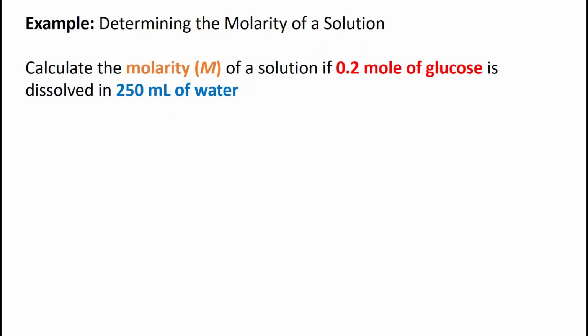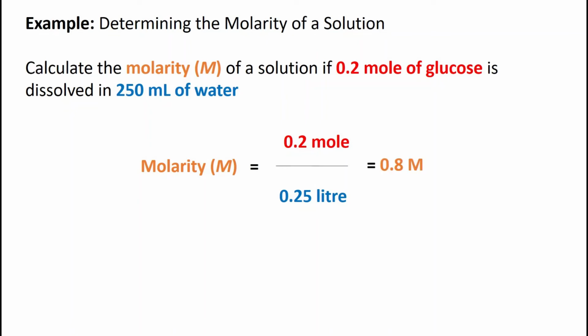The volume of water that I'm dissolving this in is 250 millilitres, or in litres, this is 0.25 litres. I need to make sure again that I'm using the correct units. Using our equation, the molarity of our solution is 0.2 moles divided by 0.25 litres, and this gives us the answer of 0.8 molar, 0.8 M.